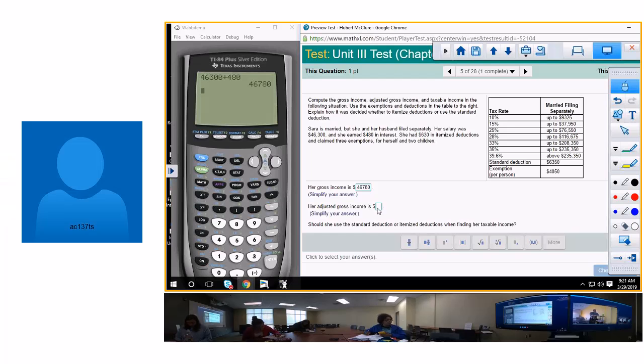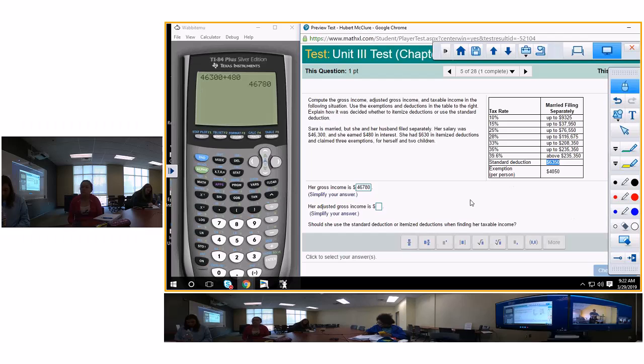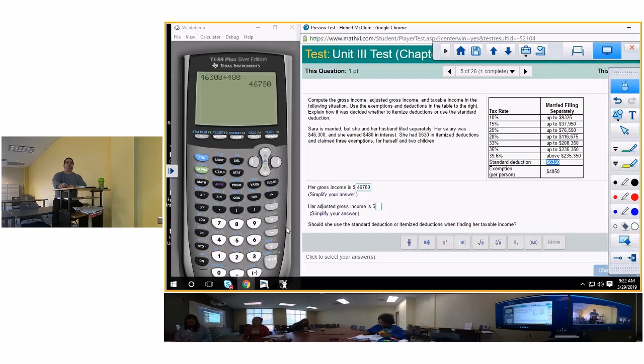Her adjusted gross income. Okay, well, I guess the only thing we're going to do there is subtract anything. She had 630 in itemized deductions. Well, are you going to take the 630 or are you going to take the 6,350? 6,000. Good. So let's go ahead and subtract, parentheses, 6,350 plus what? 4,050, but we're going to multiply that times 3, because she says what? Herself and 2 children.